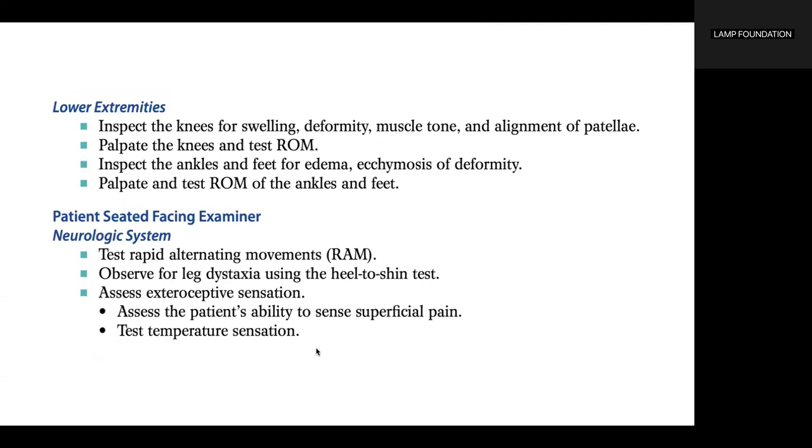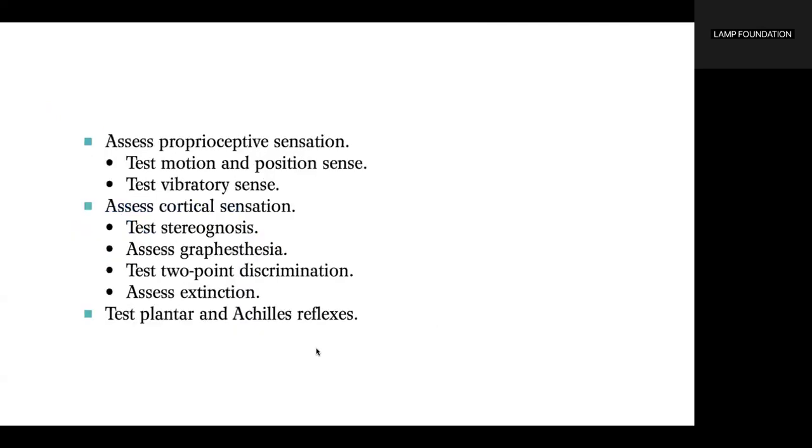Patient seated facing examiner. Neurologic system. Test rapid alternating movements, the ROM. Observe for leg dystaxia using the heel to shin test. Assess exteroceptive sensation. Assess the patient's ability to sense superficial pain. Test temperature sensation. Assess proprioceptive sensation. Test motion and position sense.